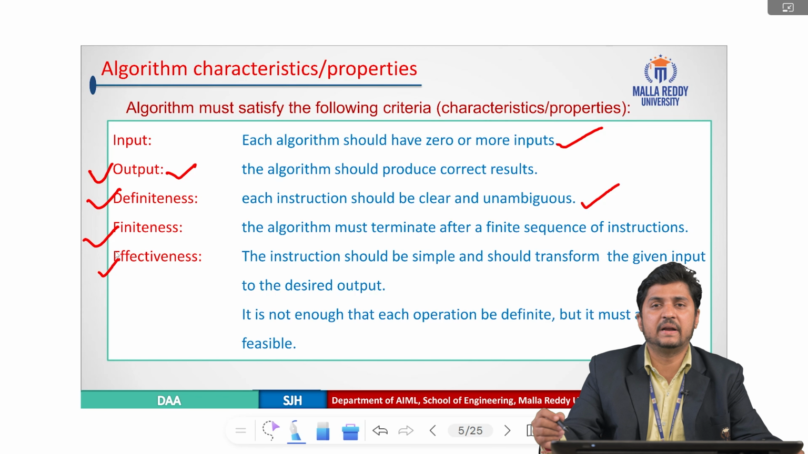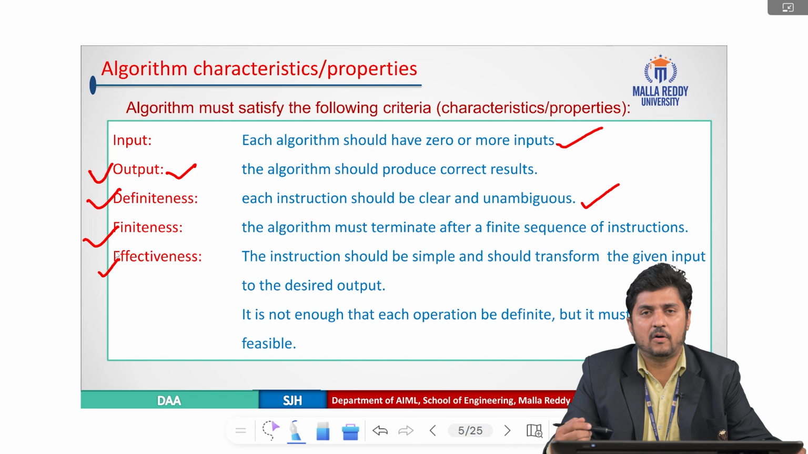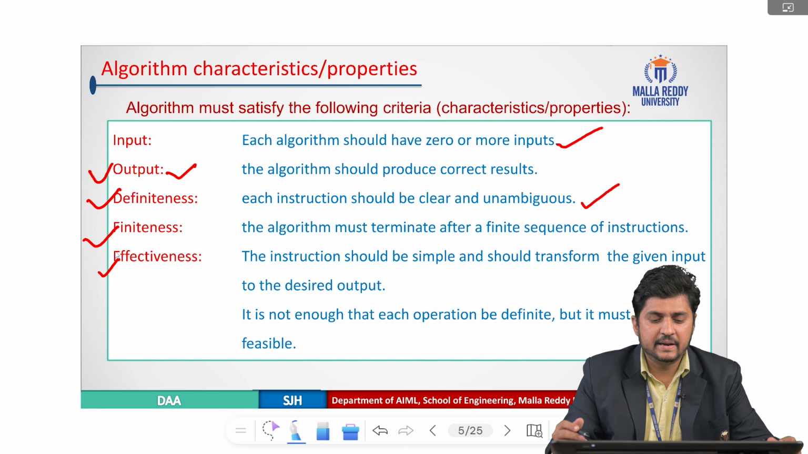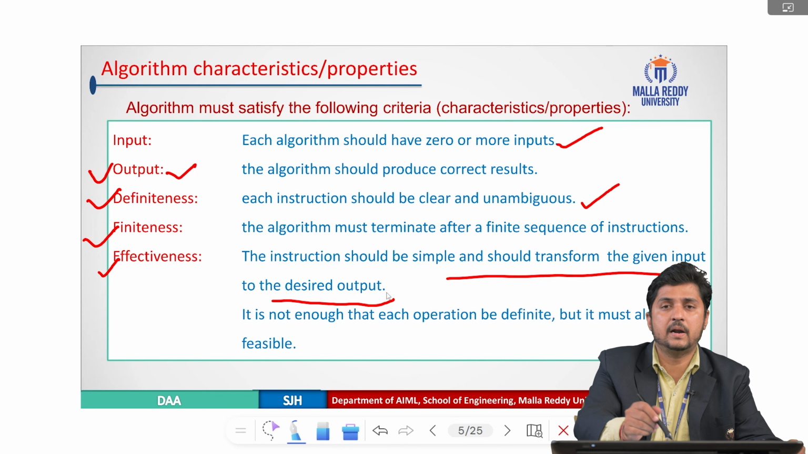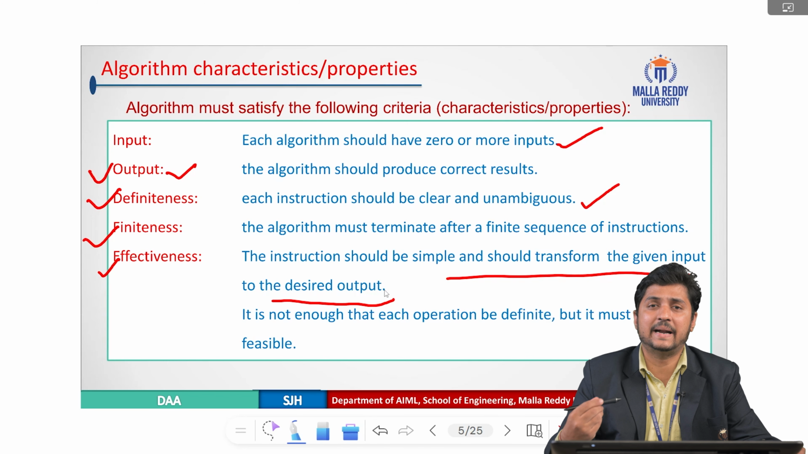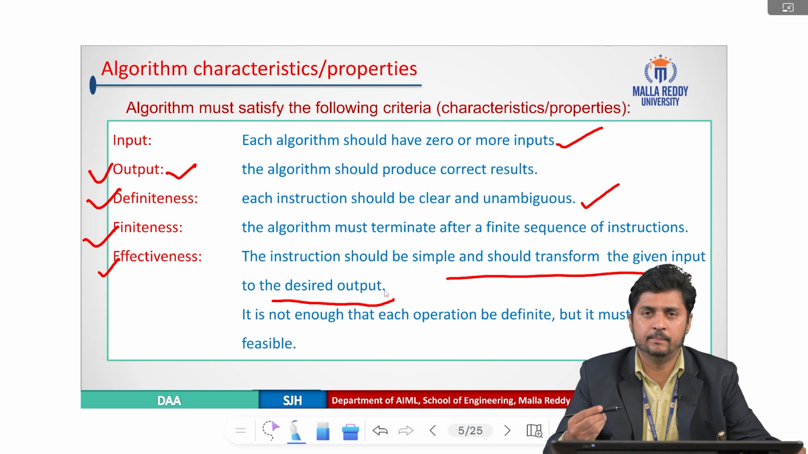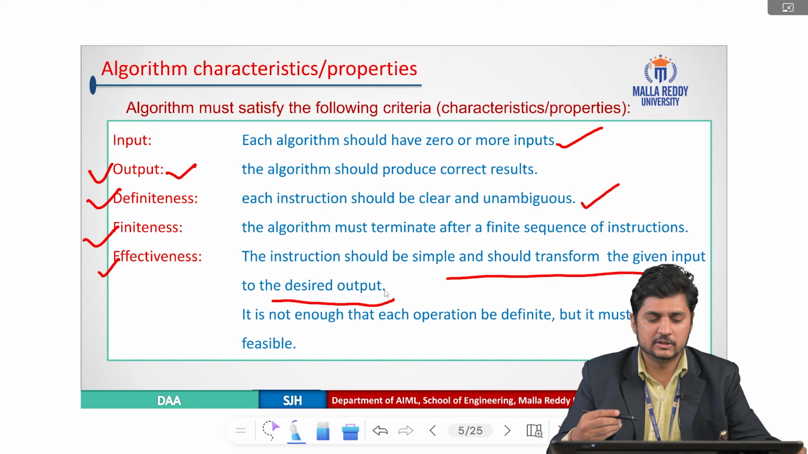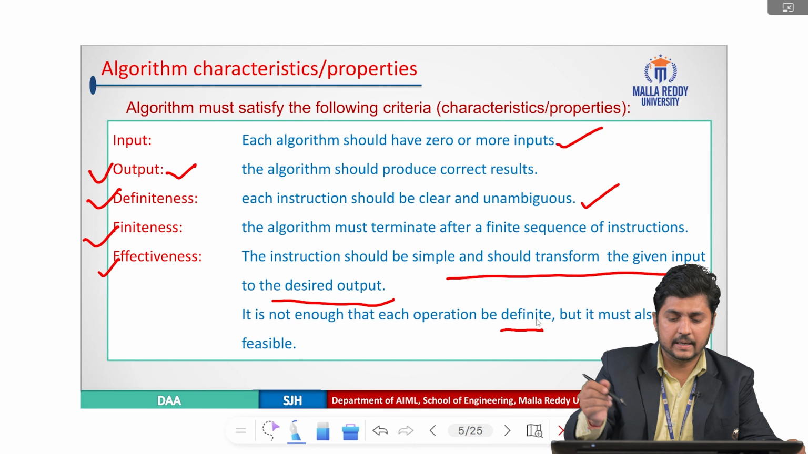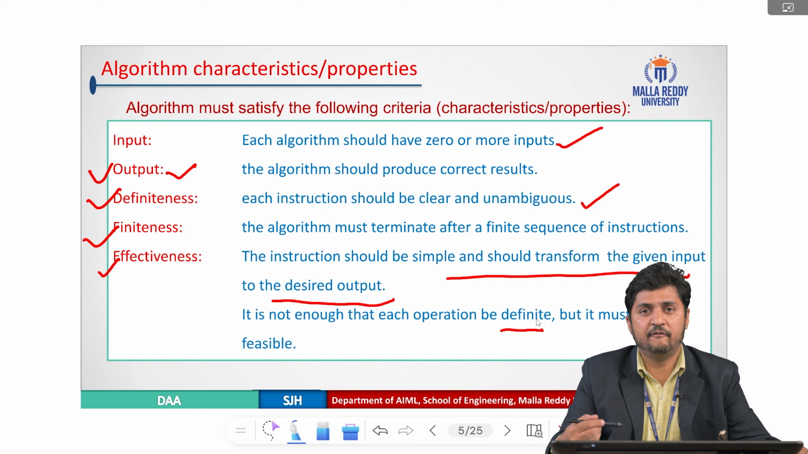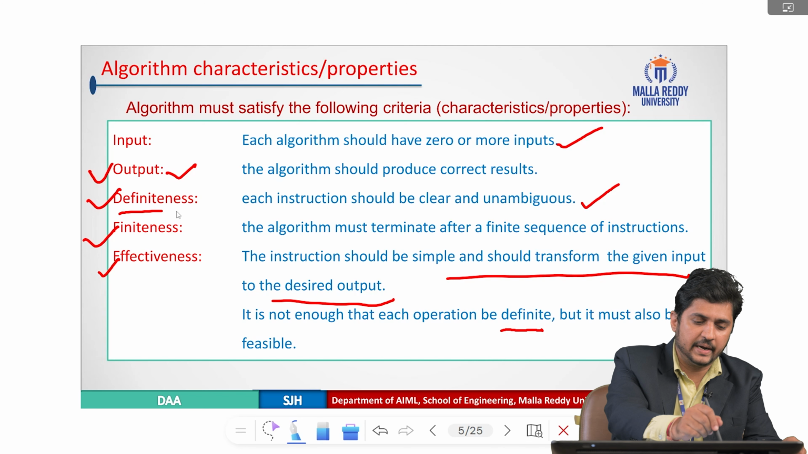And moving towards effectiveness, that is the final characteristic of an algorithm. That is, every instruction should be simple and should transform the given input to the desired output. That means anybody can write an algorithm with the help of simple paper and pencil. So that is all with respect to effectiveness. And not only that, it should also be feasible. Whatever solutions we write for any problem should be feasible too. So that point I would also like to add under the property called definiteness.